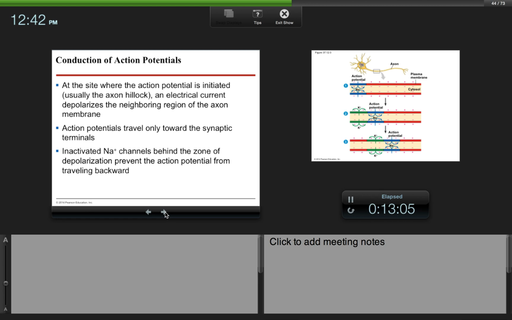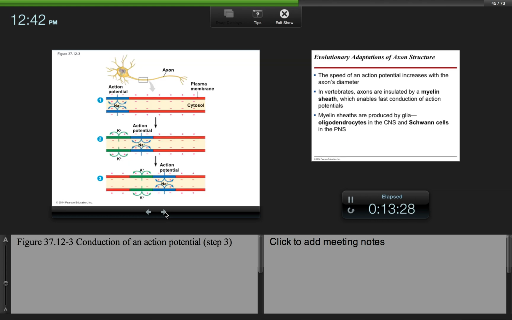At the site where the action potential is initiated, which is the axon hillock, an electrical current depolarizes the neighboring region of the axon membrane. Action potentials travel only toward the synaptic terminals because of this. Inactivated sodium channels behind the zone of depolarization prevent the action potential from traveling backwards.